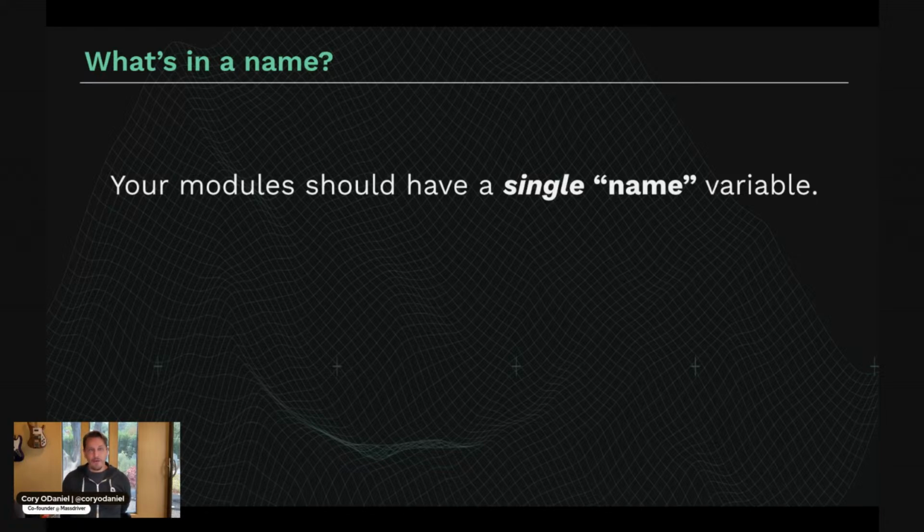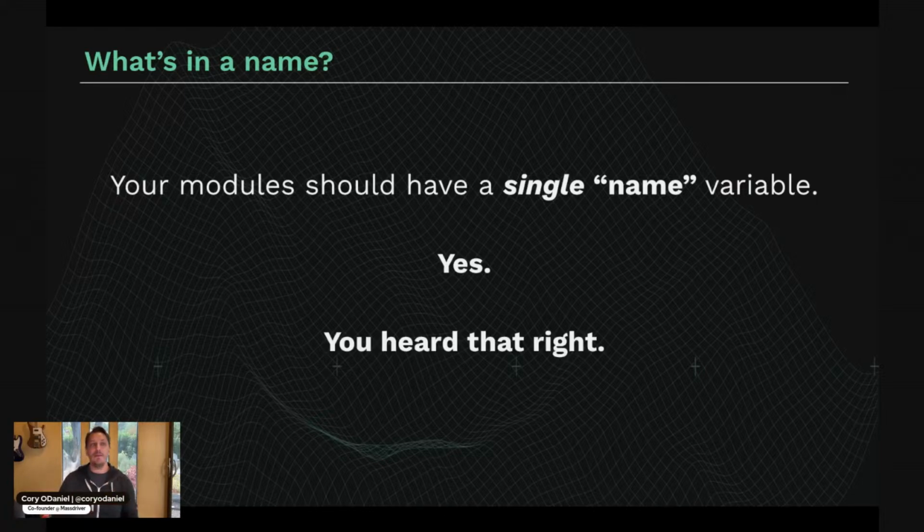You should have a single name variable for your modules. So if I have a Postgres module, I have one name field. I don't have a name for replicas. I don't have a name for my primary. I don't have a name for my roles. I have a naming convention. And with that naming convention, that gives you the ability to give the user of your modules a very, very simple name field to put in.